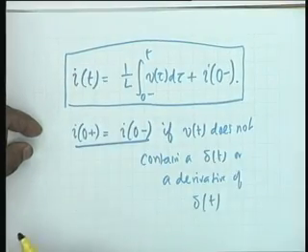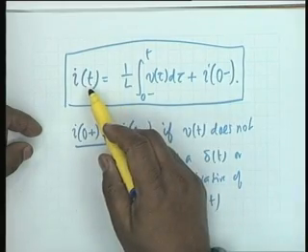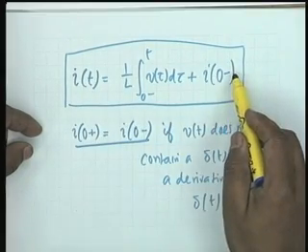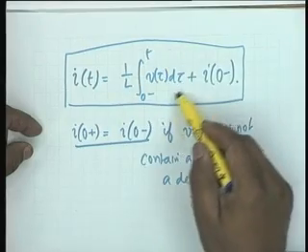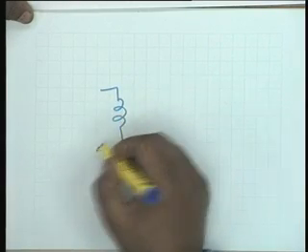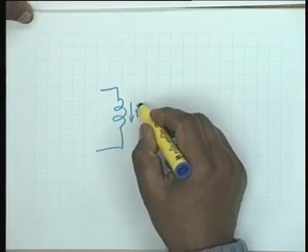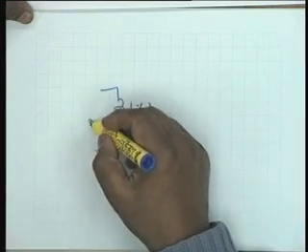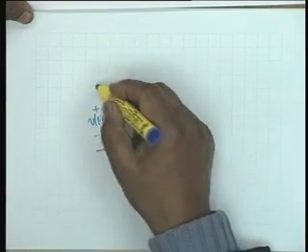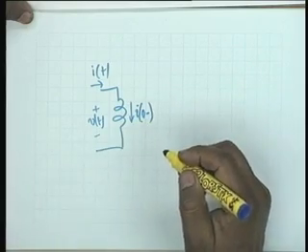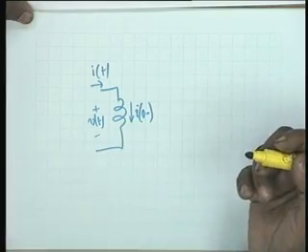And if you look at this relation carefully, you see that I of t is the sum of two currents. One is I of 0 minus and the other is this integral. Okay. So, one can represent an inductor which carries an initial current, let us say I of 0 minus, at t by means of an equivalent circuit.